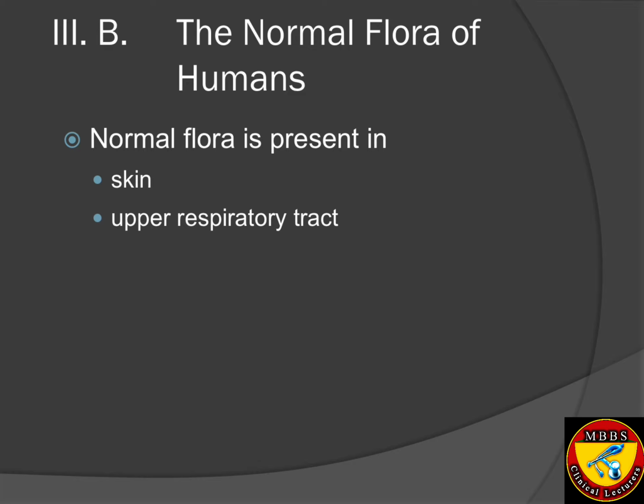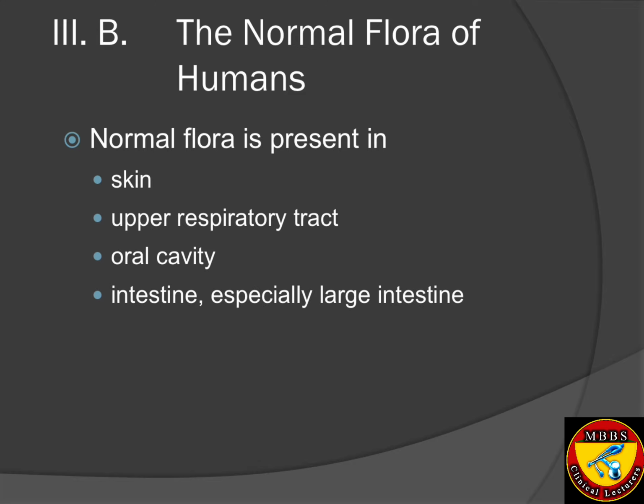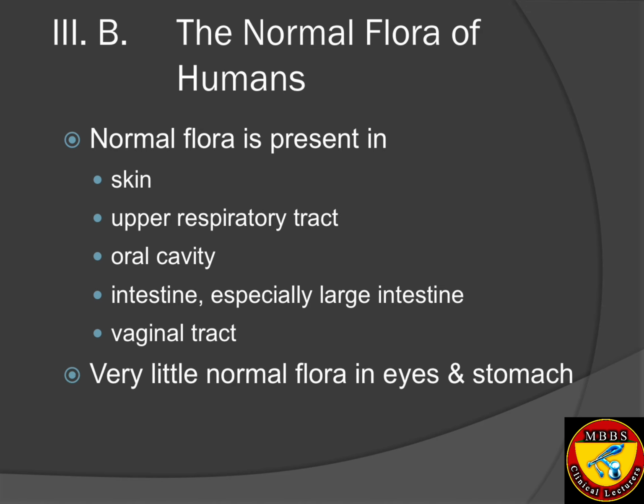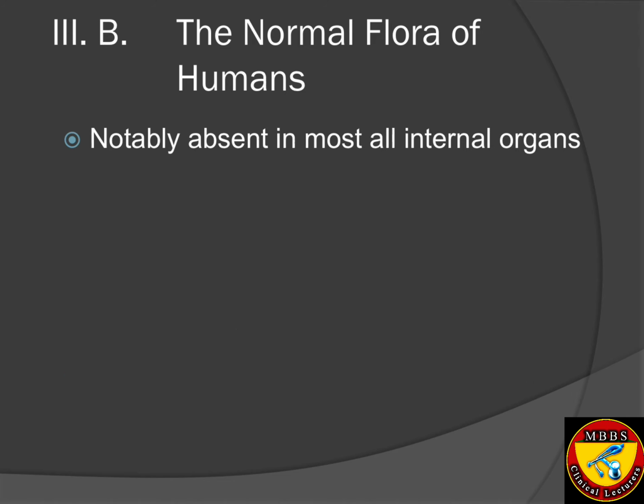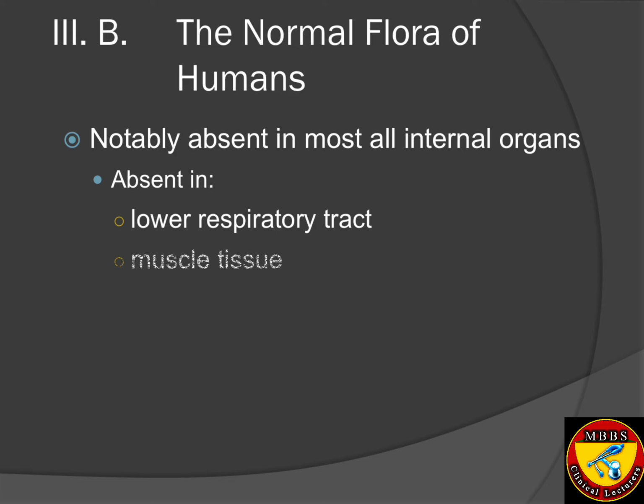Normal flora is usually found on skin, upper respiratory tract, oral cavity, our intestine, especially our large intestine, and vaginal tract. These are already colonized with certain bacteria which live normally. So they are called the normal flora. And there is very little normal flora in our eyes and stomach because of the protective mechanisms of lysozymes and hydrochloric acid. And usually internal organs are devoid of any normal flora, and they are not there in the lower respiratory tract below the carina, like in the alveoli. There are no bacteria there.